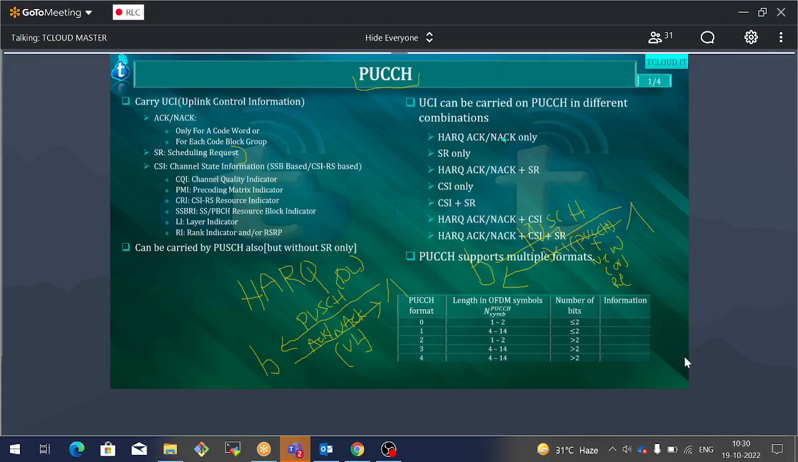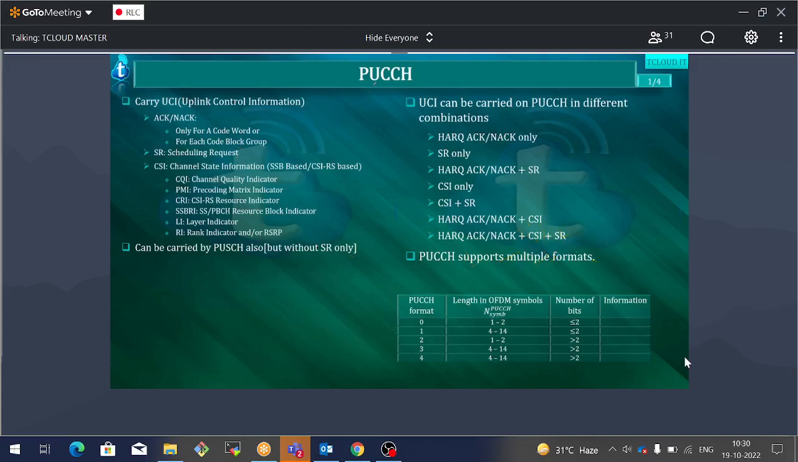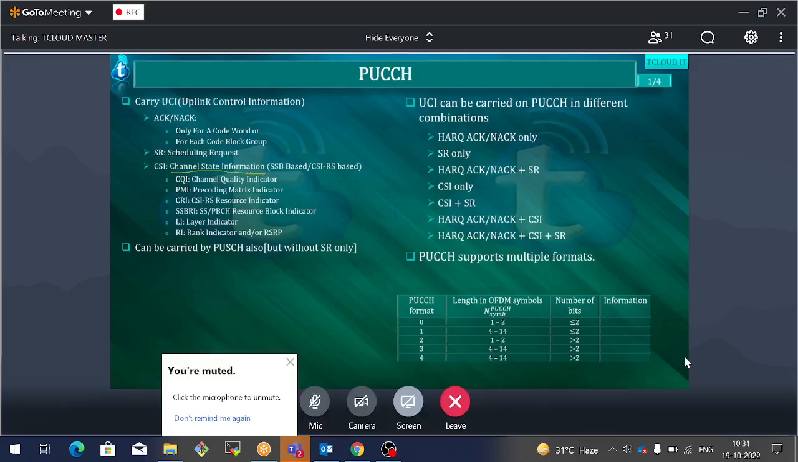Now, the third category of information that can be carried on PUCCH is CSI, channel state information. CSI is basically the mobile equipment's estimation about the channel conditions. But which channel is the question? So you can ask the mobile equipment to estimate the channel conditions on the basis of the SSB that is received by the mobile, or the CSI-RS that is received by the mobile.